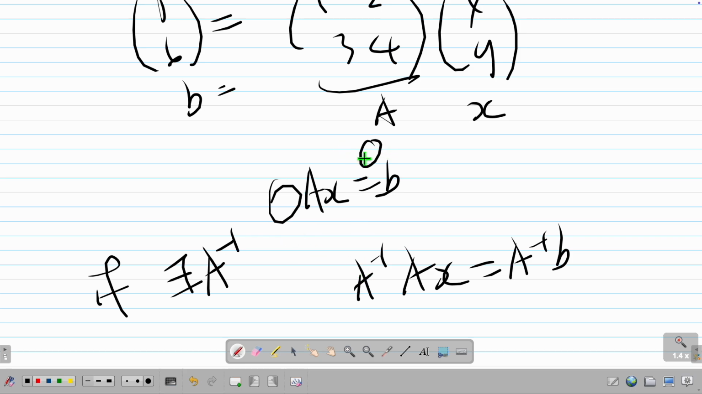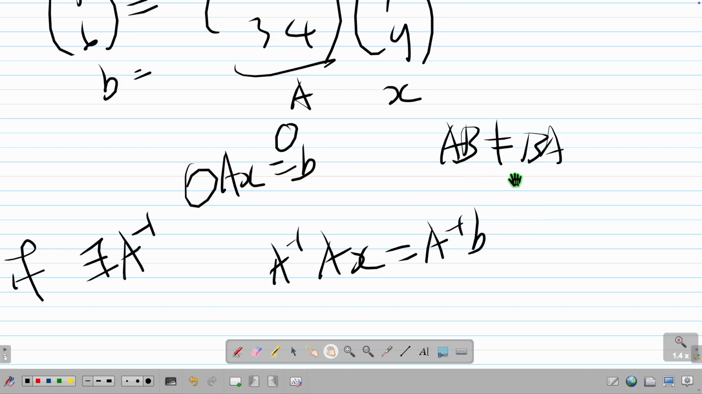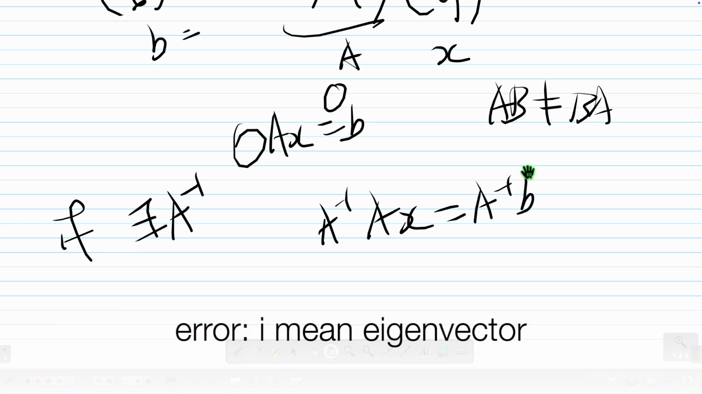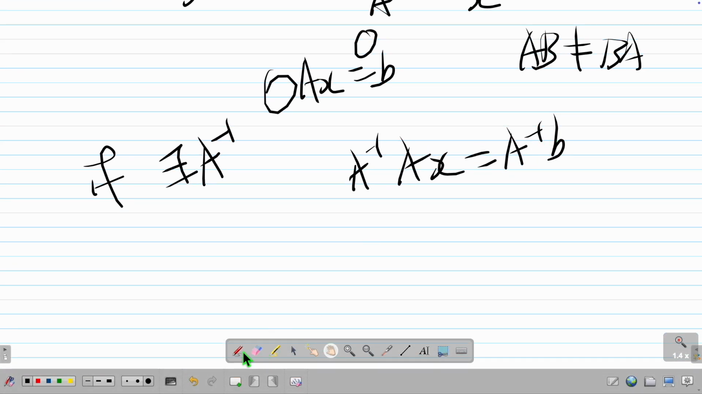You should know that multiplying something on the left and multiplying something on the right is totally different. AB is not BA. This is called the non-commutative property. If AB is BA, then A and B have a very special structure. And if I want to go fancy, if AB equals BA, A and B share the same eigenvalue. Later, not now, okay?